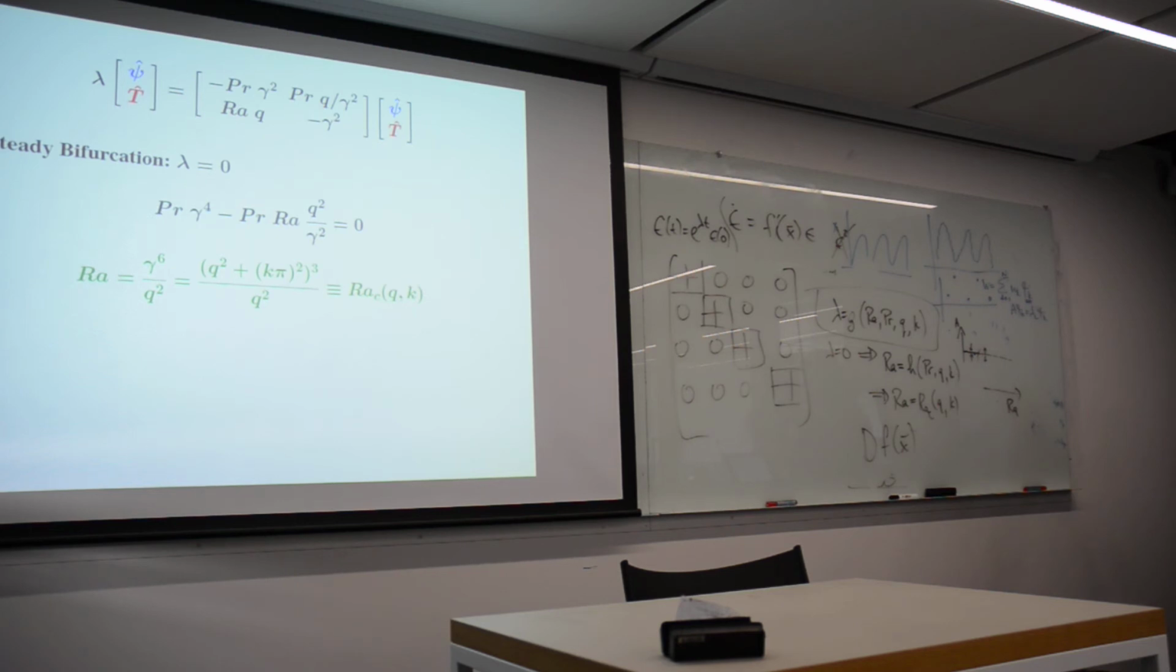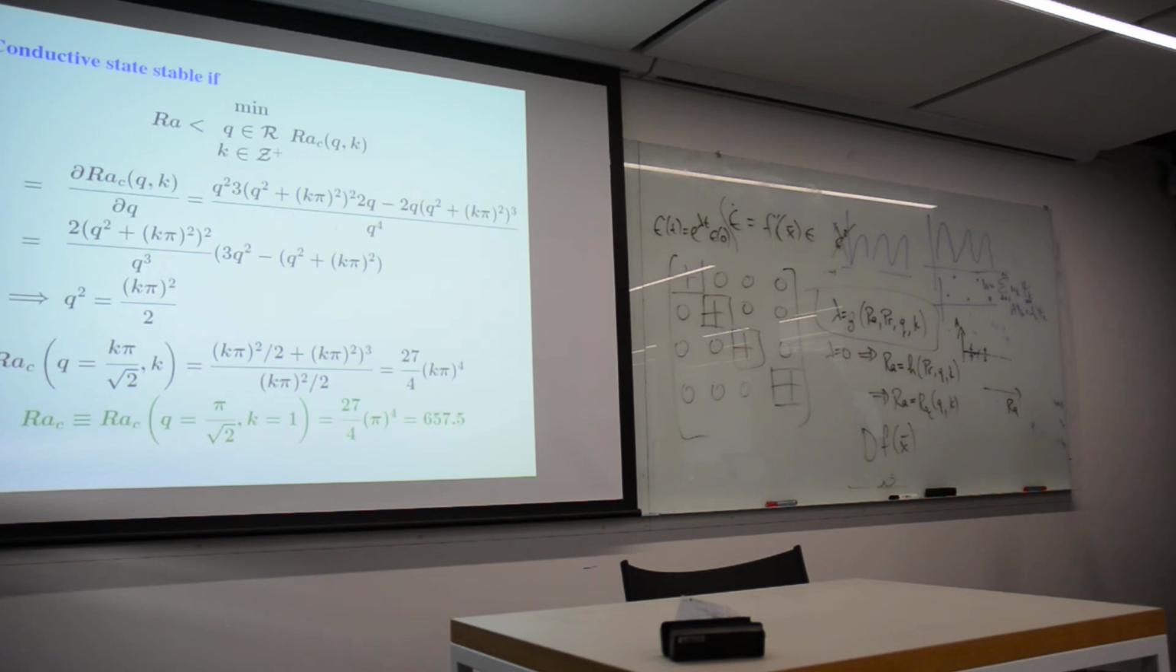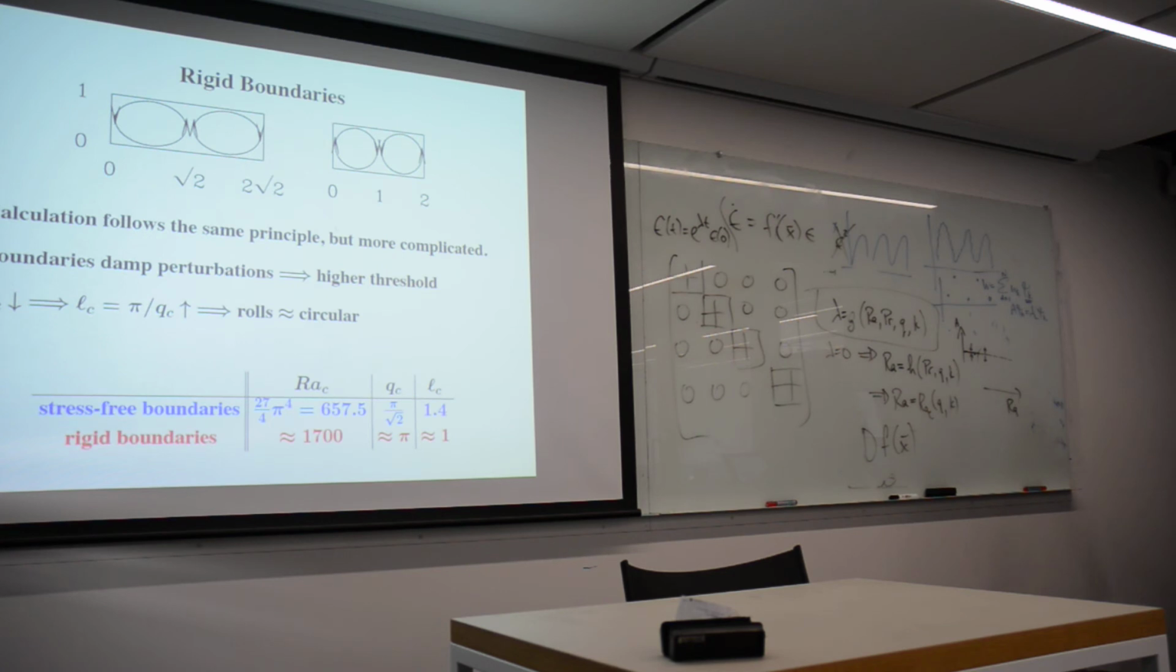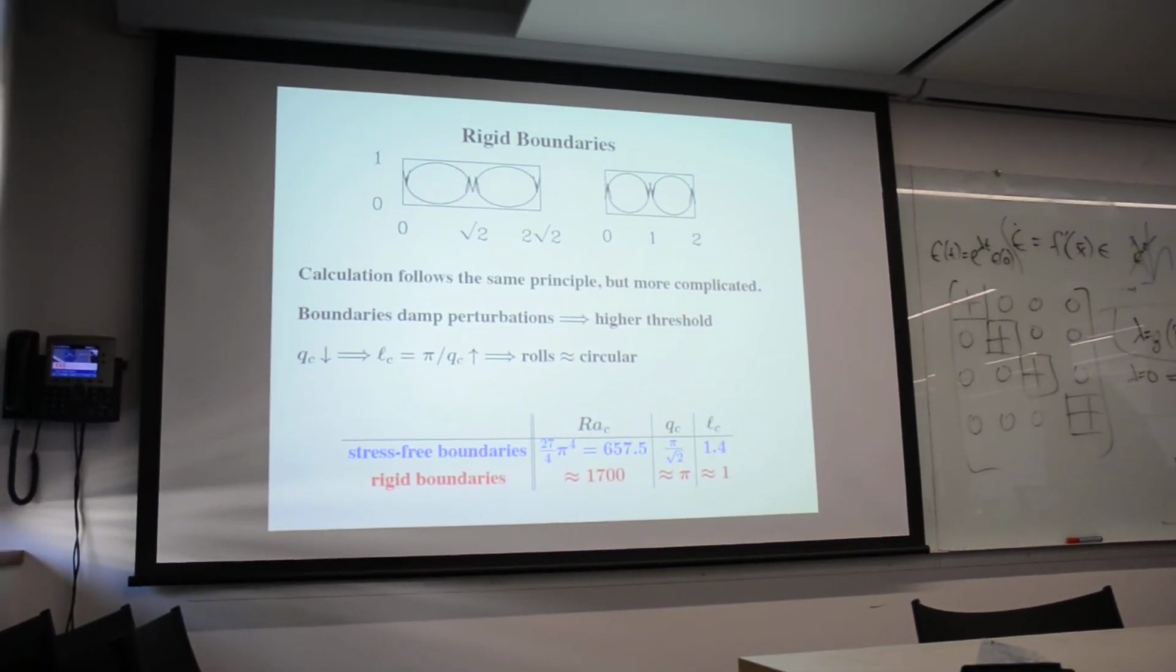Everything good? Okay. So this is just a formula for those little black dots, and that black dot is 27/4 pi to the 4th, the classic value, 657. If we had done the whole thing with rigid boundaries, instead of those sine k pi z's, we would have used Chandrasekhar functions. Everything would have been qualitatively the same, but quantitatively different.